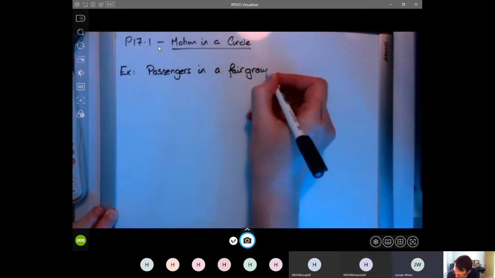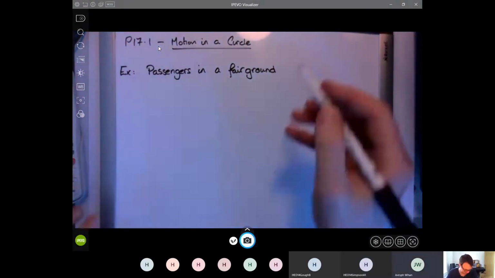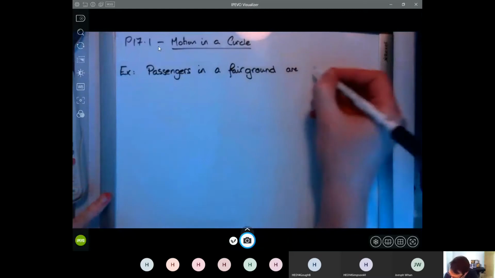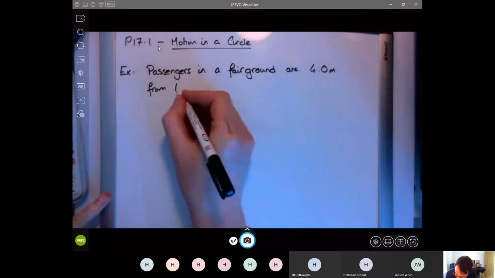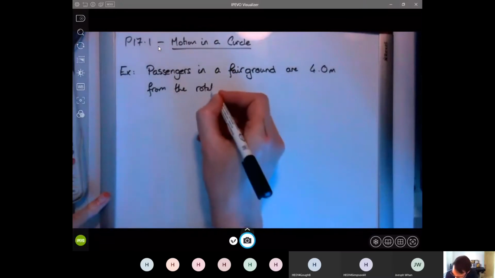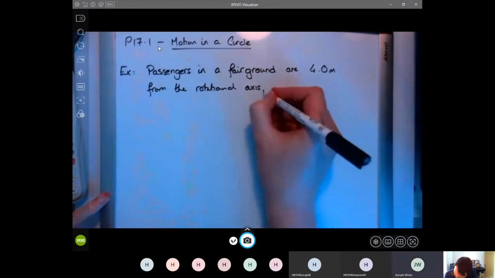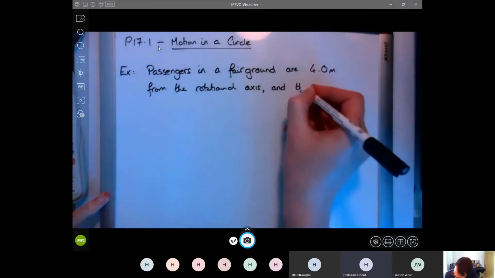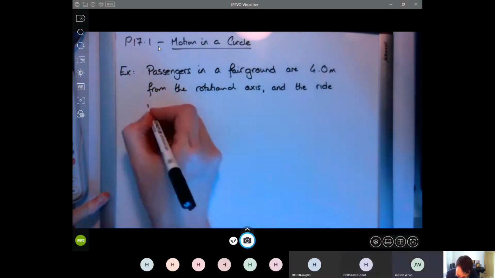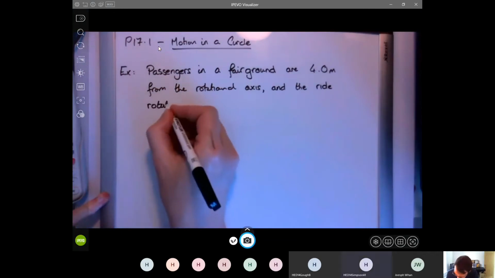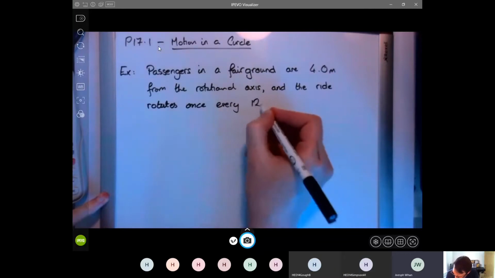Okay, so one of those rides that you can go to the park when they're open and sit on and they spin round. Okay, you are 4 meters from the rotational axis. What do I mean by rotational axis? The pivot in which it rotates around. Yeah. So the ride rotates once every 12 seconds. So we've got 12 seconds for it to rotate.